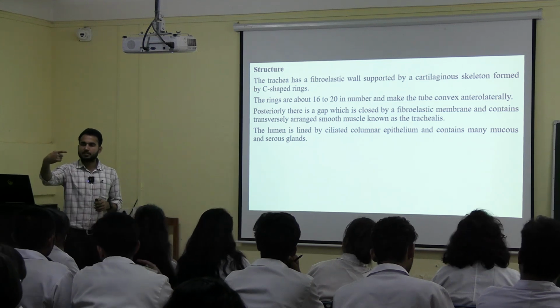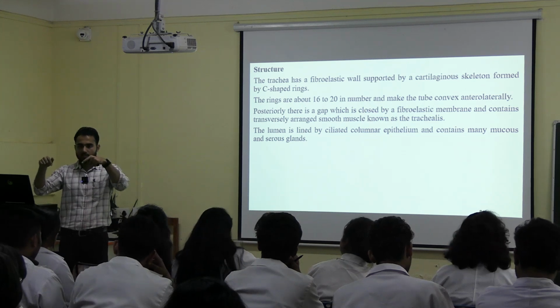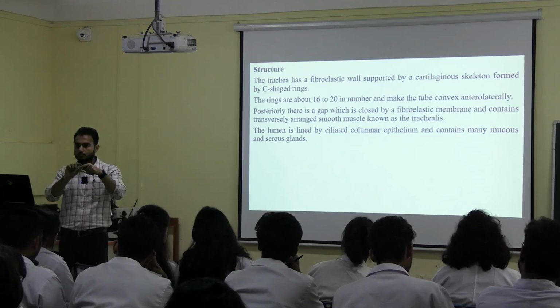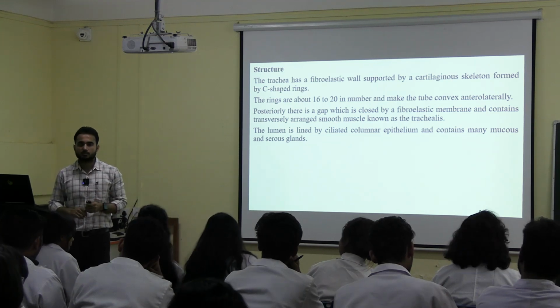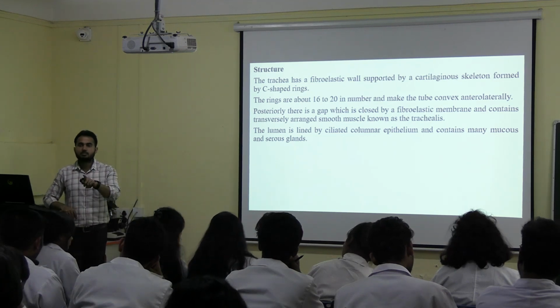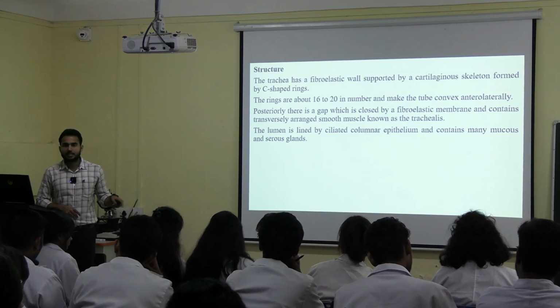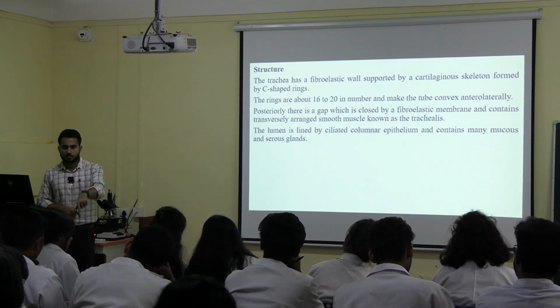तो ऐसे C shape रहता है, ठीक है? So anteriorly and laterally the cartilage is present. Posteriorly gap is there, and that gap is filled by trachealis muscle, which is a smooth muscle. So why I am telling you this? Because in the slide you have to identify the cartilage also, which we have studied earlier, and you have to identify the smooth muscle, which we have seen today.